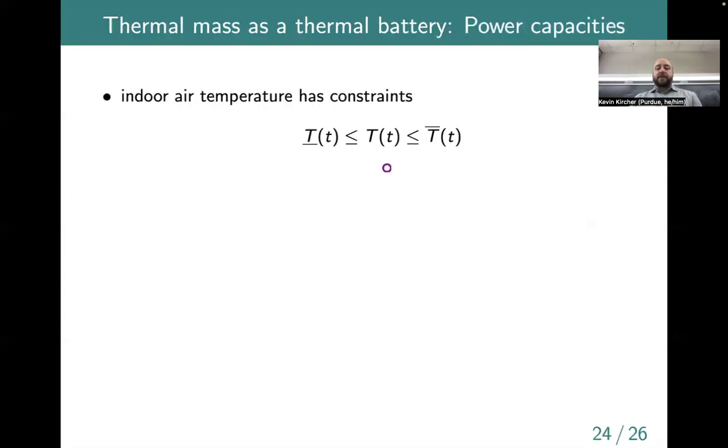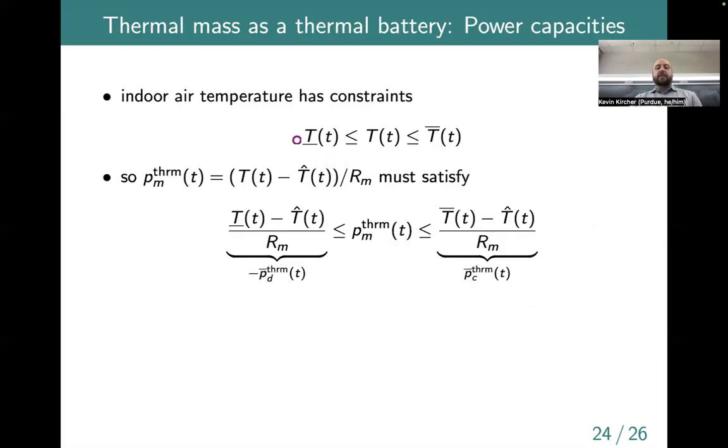We can do the same on the power. So actually the way that we charge the thermal mass is by warming up the indoor air. We charge it indirectly. So the constraints on the air temperature basically provide constraints on the power that we can charge with. So here is our definition of the thermal power. It's just a delta T divided by R. We have limits here, so subtract off a T hat everywhere in this chain of inequalities, and then divide through by R, which is positive, so the inequalities are not affected. And we get the discharging and the charging power capacities for our second heat battery.